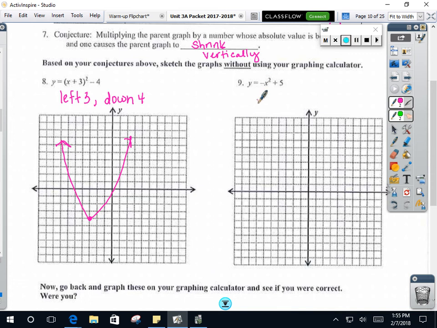All right, for number 9, what does this negative out in front do to the parabola? No. It makes it reflect upside down because it's negative. What does the plus 5 do? Up 5. So you're going to go up 1, 2, 3, 4, 5, and then it will open down because of the negative out in front.